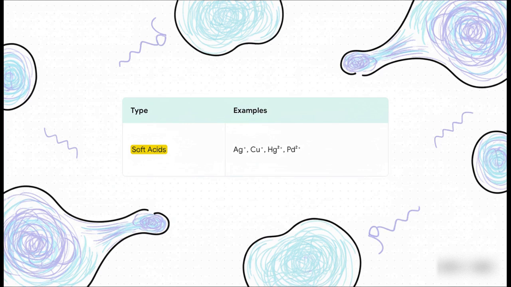And you guessed it, soft acids are pretty much the exact opposite. They tend to be much bigger, with a lower positive charge, which means a low charge density. And here's the key. Their outer electrons are kind of floppy and spread out. This means their electron clouds are easily squished and distorted. We say they're highly polarizable. And that is what makes them so good at forming those covalent bonds.